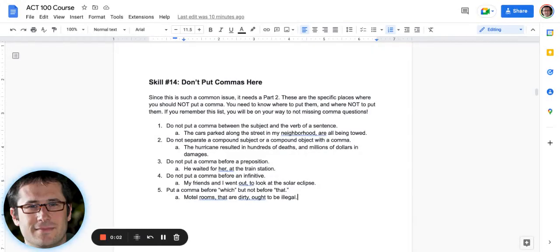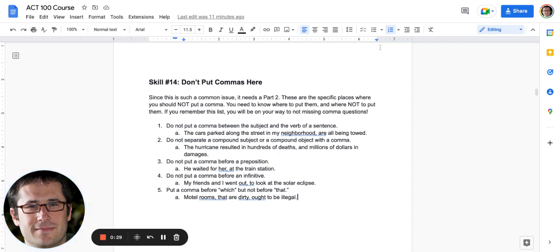Hey, so skill 14 is really part two from skill 13, which was about where to put commas. Skill 14 is where not to put commas, all right? And this really needs two skills because this is such a common issue that unless you practice both ends of it, okay, I need to put the commas here and they don't belong here, then you don't get everything right. And you just need more practice with this.